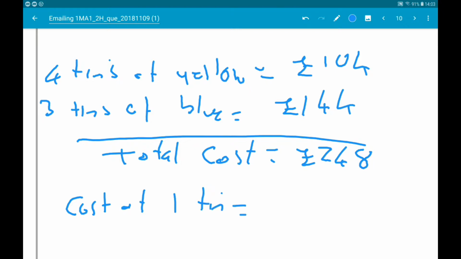So that's 248 divided by 5. That gives us £49.60.